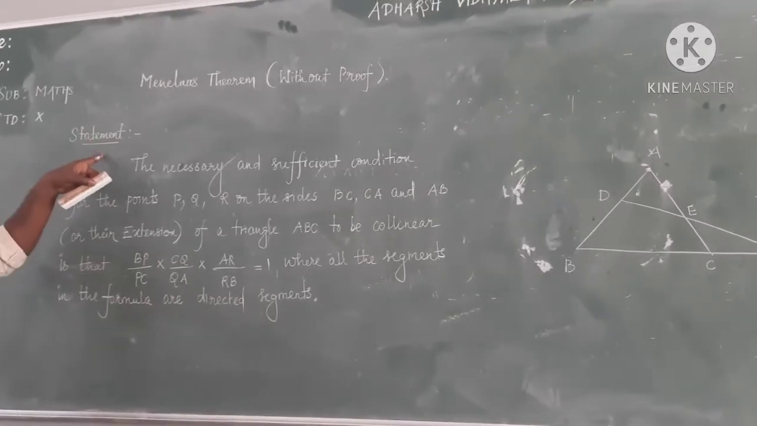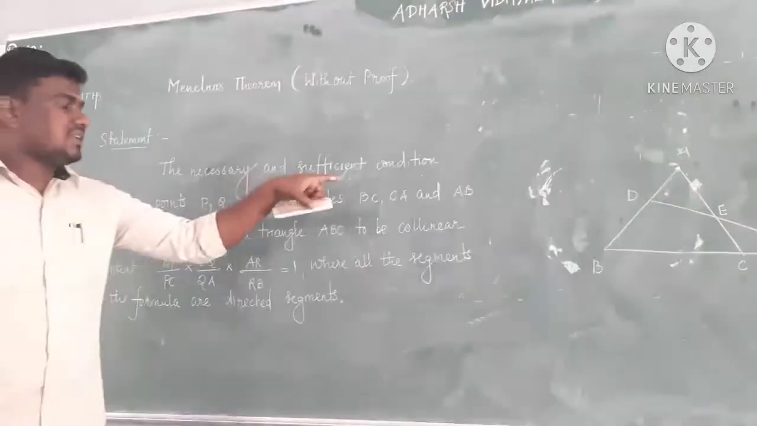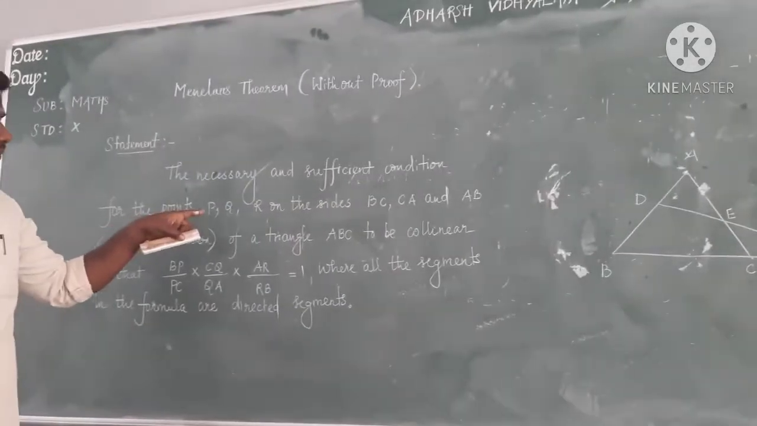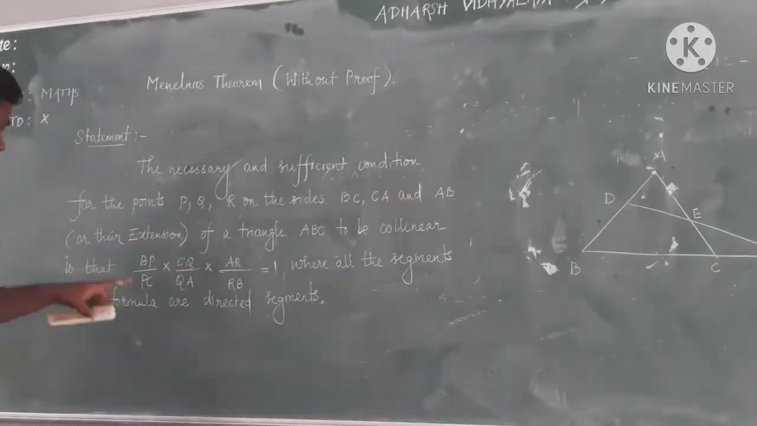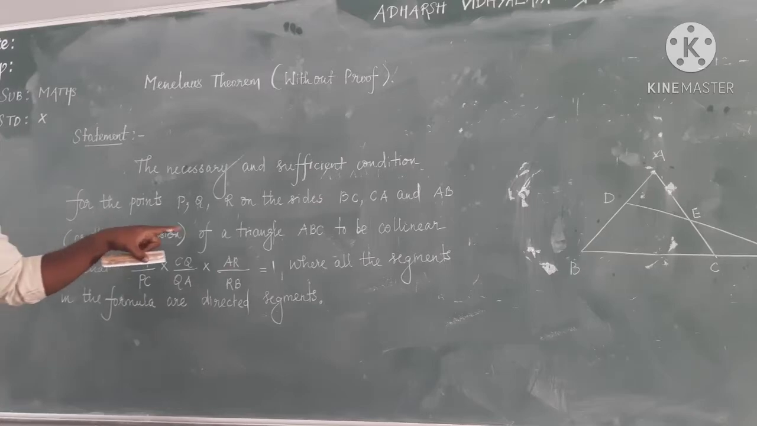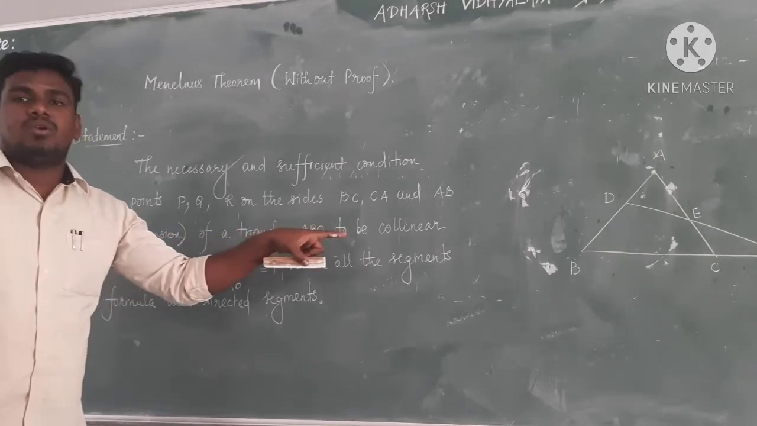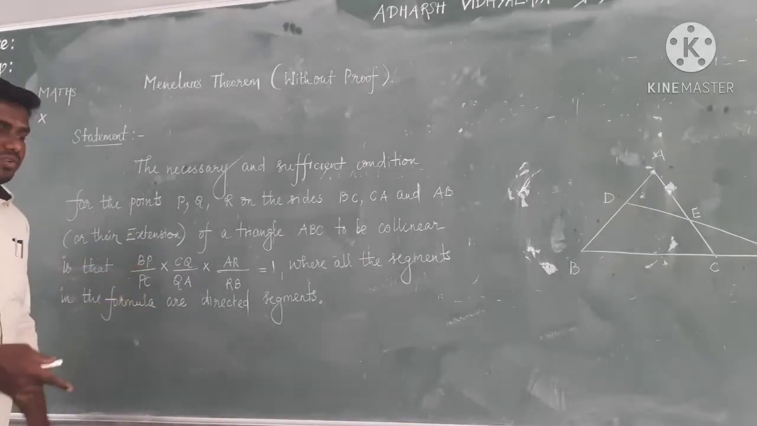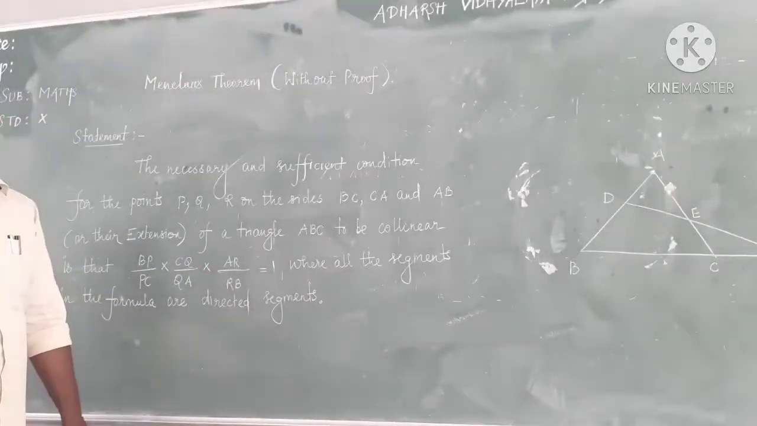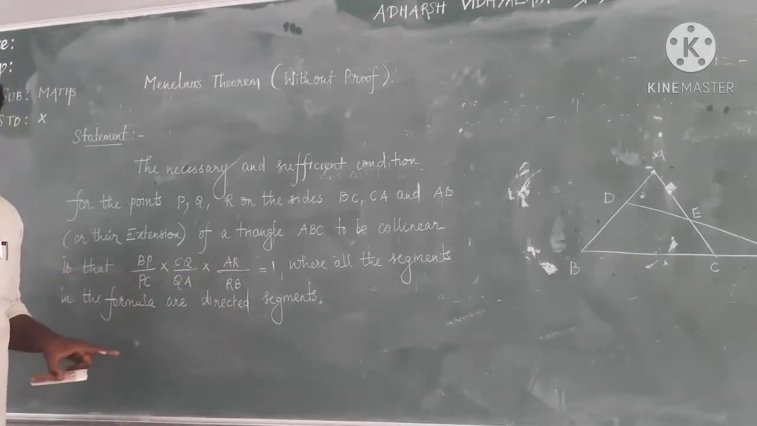This is the statement. The necessary and sufficient condition for the points P, Q, R on the sides BC, CA and AB or their extensions of a triangle ABC to be collinear is that the product of their ratios is equal to 1. This is the statement of the theorem.